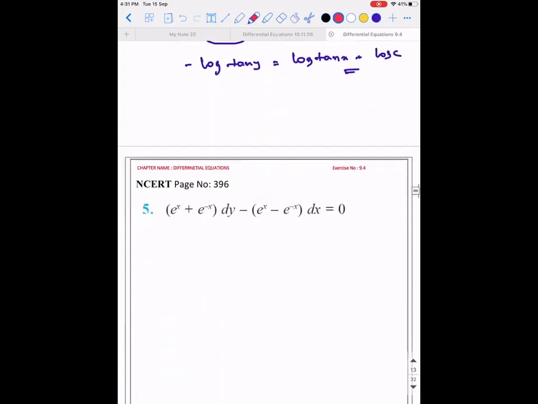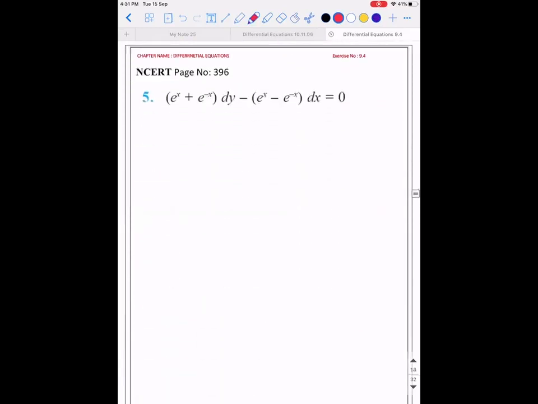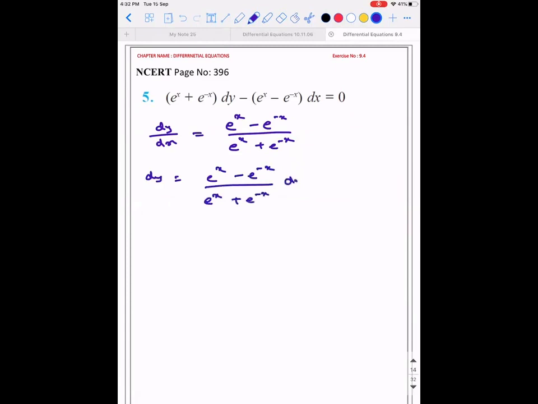Moving on to the next problem. So dy by dx will be equal to e power x minus e power minus x divided by e power x plus e power minus x. Just rearrange the equation. If you observe the right hand side, it is a complete function of x. So dy will be equal to e power x minus e power minus x divided by e power x plus e power minus x times dx.